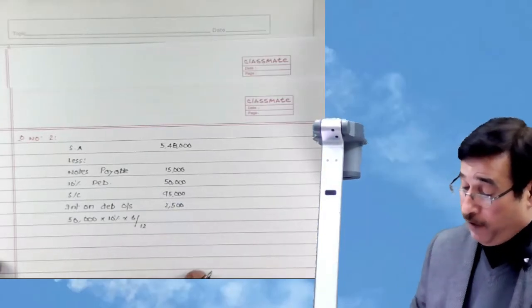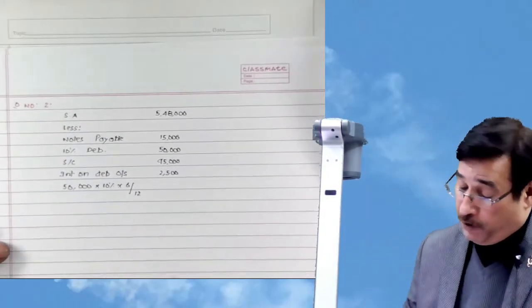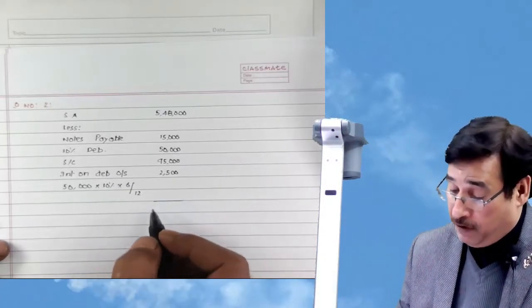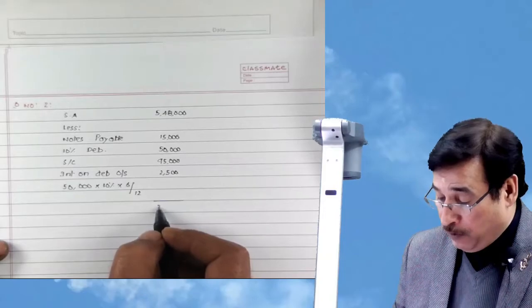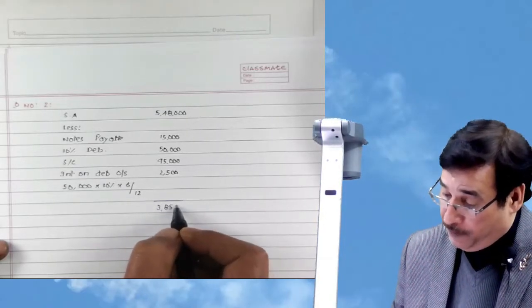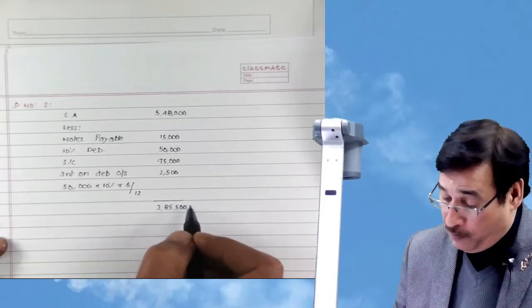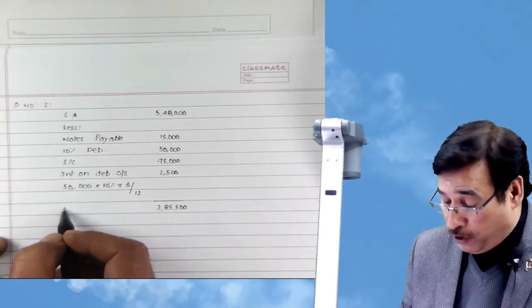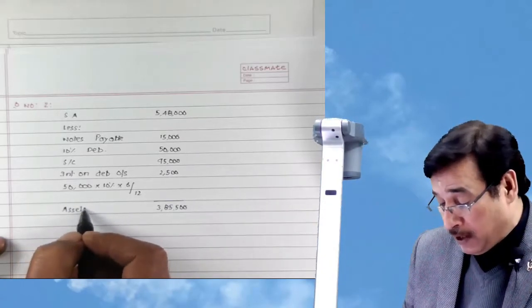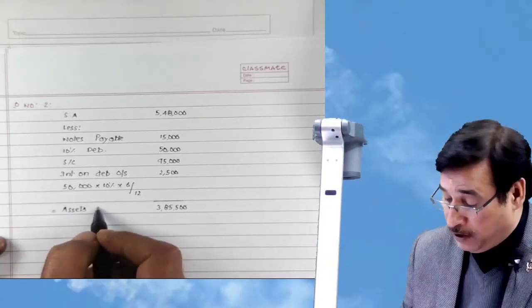So 2,500. By subtracting these items from 5,48,000, what we get, I did not require to tell you, is 3,85,500, and it will be your assets available for shareholders. It is known as net assets. It is known as assets available for shareholders.